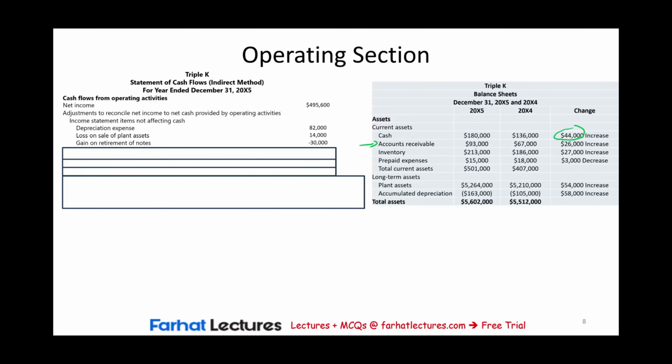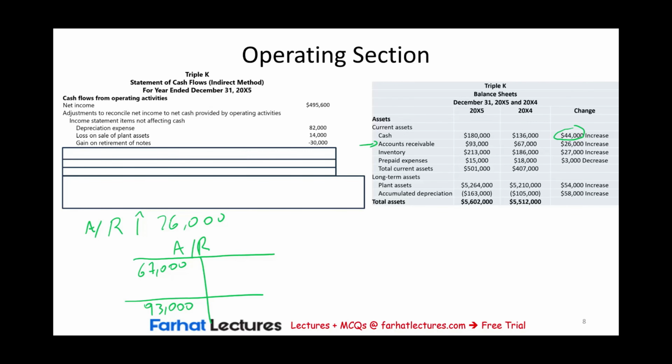So my account receivable, I'm going to put it down here, hopefully you can see this, went up 26,000. So let's do an analysis of my account receivable. This is my account receivable. I have the beginning balance of 67,000 and I end up with 93,000. So this is the beginning and this is the ending.